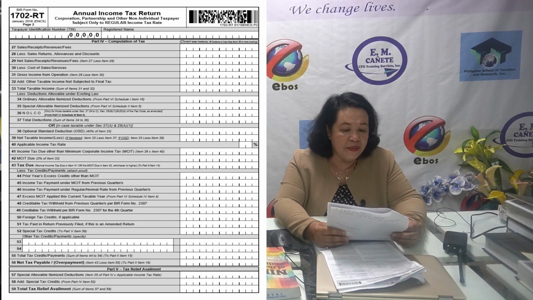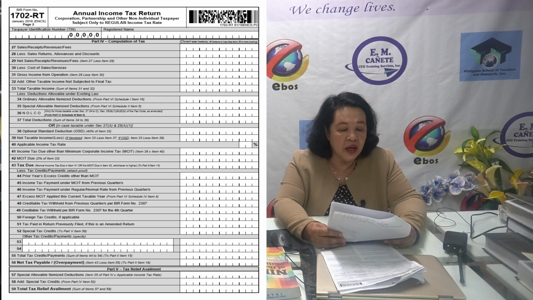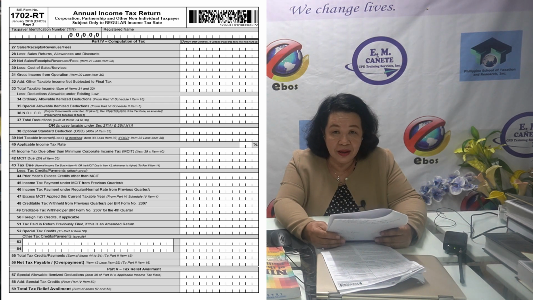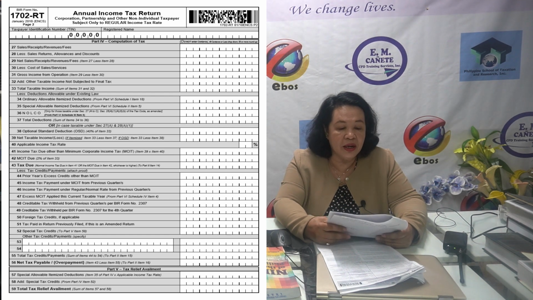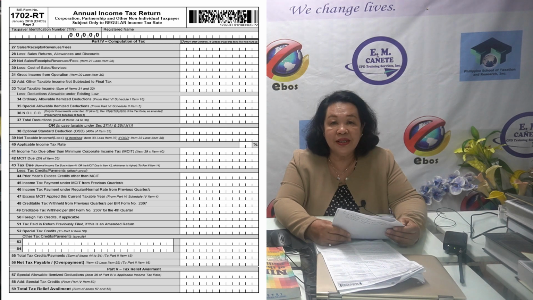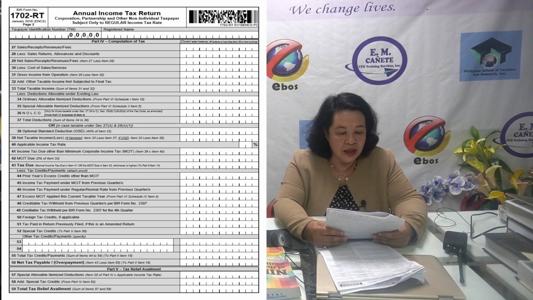Line number 27, required here is the sales, receipts, revenues, or fees. When we say sales, we mean sale of goods. When we say receipts, revenues, or fees, we mean services, fees coming from our business of selling our services.